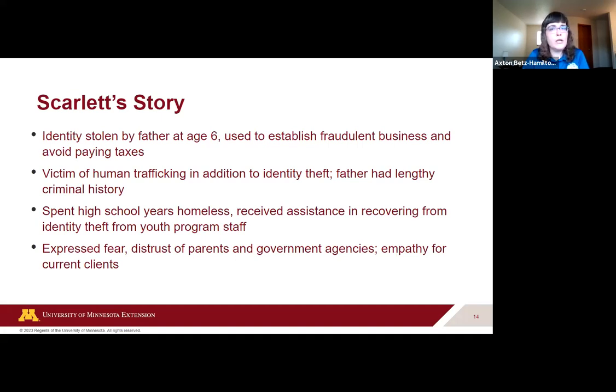Somehow she was connected with a homeless youth program that helped her obtain her credit report, start to repair the damage from the identity theft, and get resources. Now she's successful, has a master's degree, and is working in the healthcare field. So it's a really incredible story of overcoming adversity in this particular victim's case.